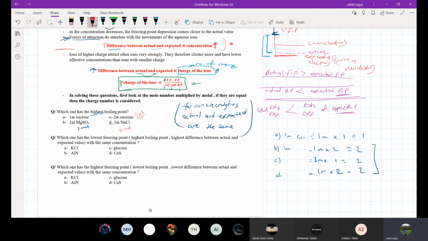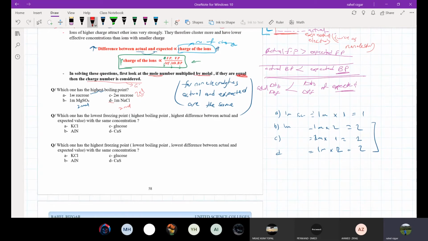So when we have three options like this, look at this point. If we multiply mole by molar and they are equal, then look at the charge number, then look at actual and expected. If two or three of the answers have the same number and they can be the answer, then you have to pay attention to actual and expected.